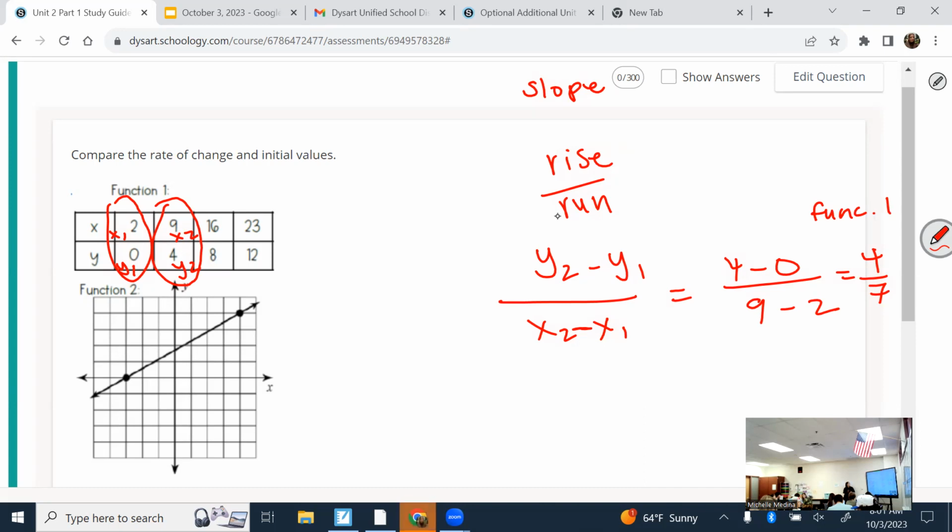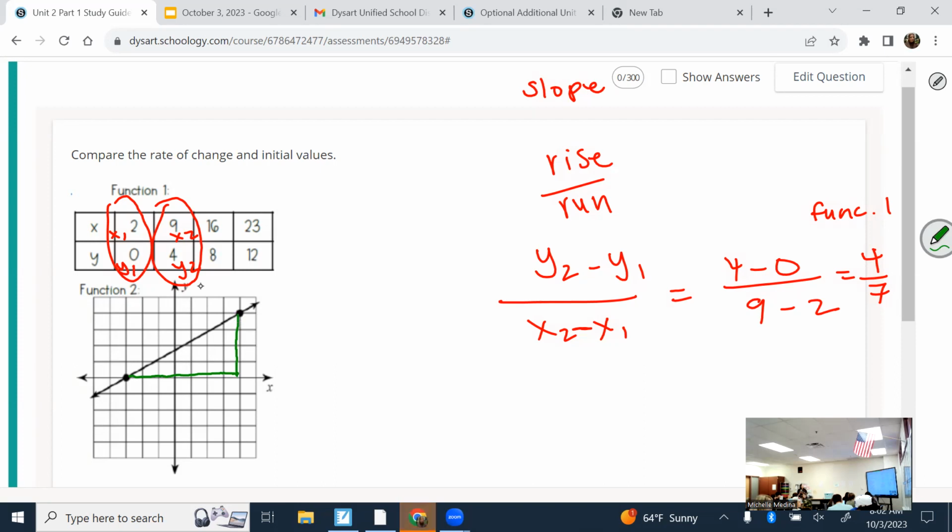Now for function 2, since that's a graph, it's probably easier to do rise over run. So let's do that. It has 2 points already marked. Consider using those 2 points. Those are clear and easy to see.